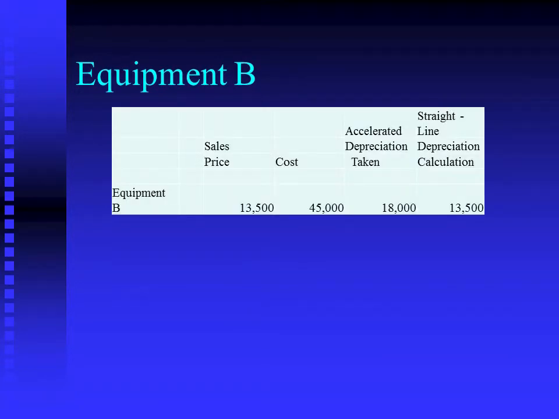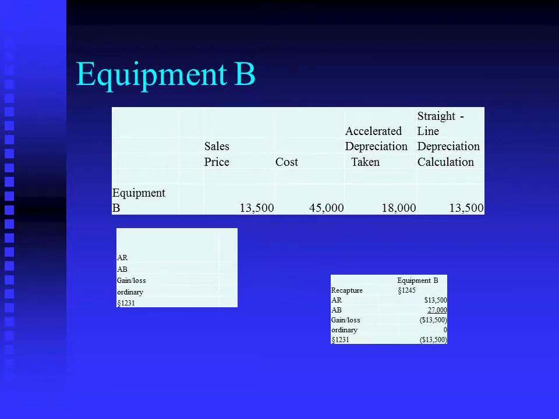And here's equipment B. Now equipment B, you actually sold at a loss. Remember, there are no recaptures when you have a 1231 loss. And so all of that 13.5 is a 1231 loss.